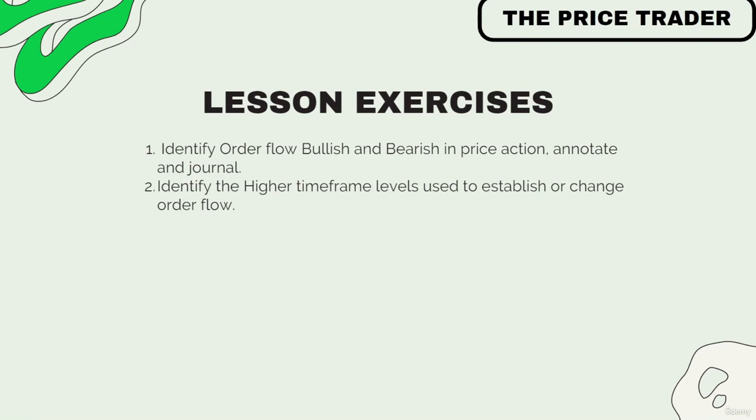So what you want to be doing now after this lesson, you want to identify order flow, both bullish and bearish, in price action, annotate them and journal. So you also want to identify higher time frame levels that were used to establish or change order flow, and go into maybe your lower time frame and see how it responded or how that order flow was established and how it was maintained until we hit the targets.